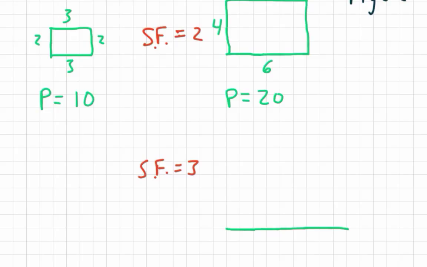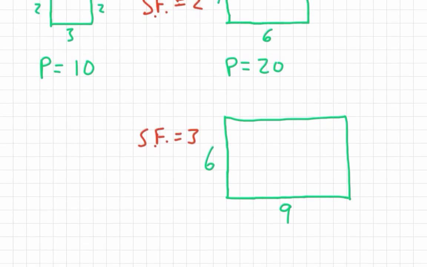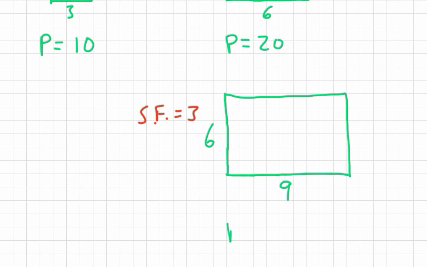Instead of being 2 tall, it's going to be 2 times 3, so 2, 4, 6. So now I have this thing here that's going to be a 6 by 9. I should finish this. So the new perimeter is going to be 30, because 6 plus 9 plus 6 plus 9 gives me 30.